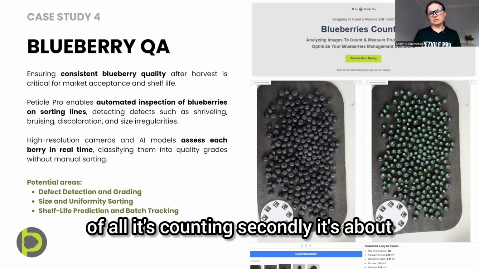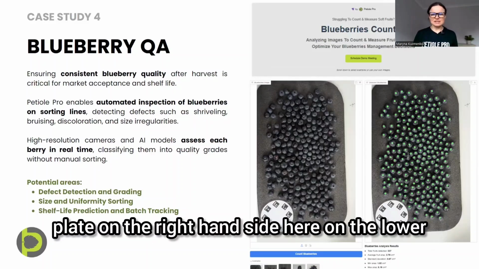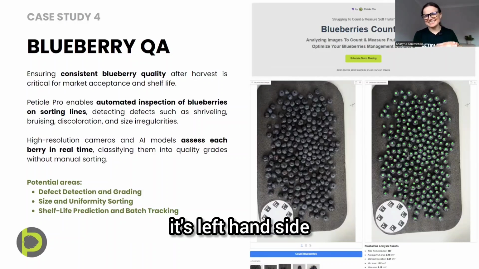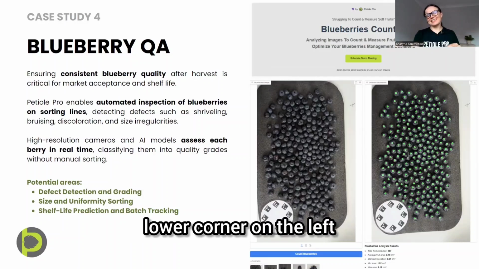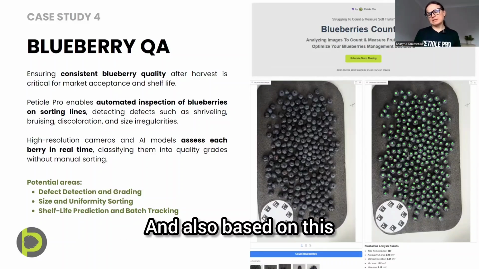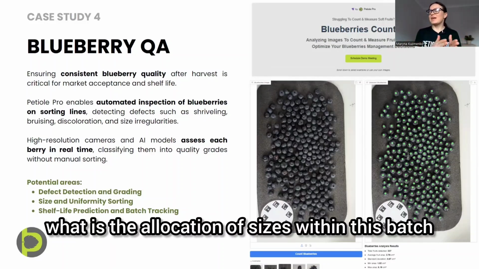So first of all, it's counting. Secondly, it's about measuring the size. You see this calibrating plate here in the lower left hand corner. It's about the sizing of the fruits. And based on this, it's possible to get the standard deviation, so how different the sizes are, what is the distribution of sizes within this batch.